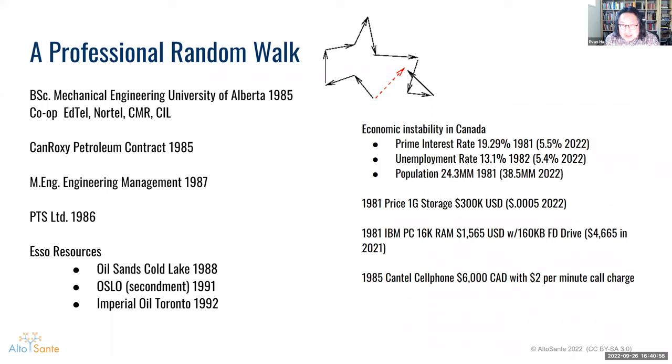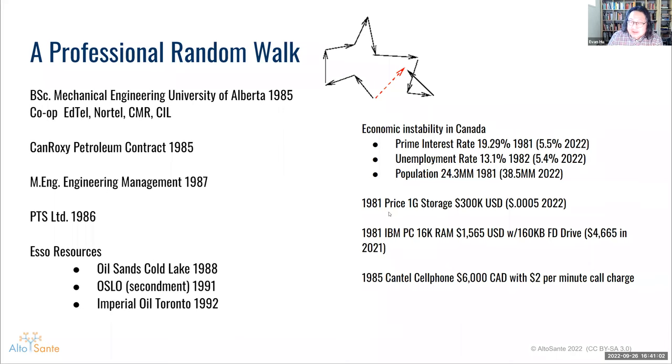I want to put some context. So back then, 1980s, there was a lot of economic instability in Canada, which I think is germane because you guys are facing something similar but different. So if you can believe it, look it up. Prime interest rate back then was 19%. 19% interest. Unemployment was 13%. Youth unemployment, of course, was much worse. And then our population was way smaller.